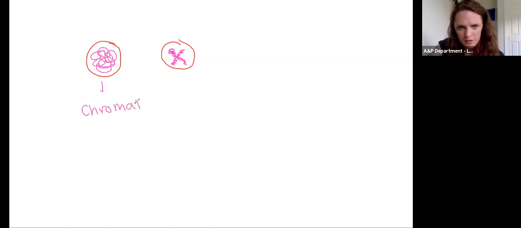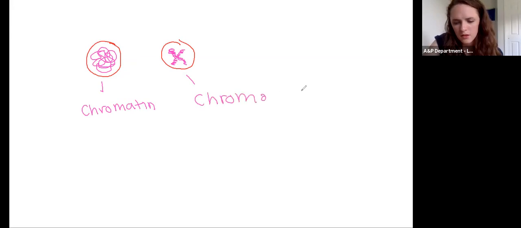Chromatin. This is found when the cell is not going to divide. When it's arranged nicely into an X, it is called a chromosome. Chromosomes are found in a nucleus that is going to be divided.